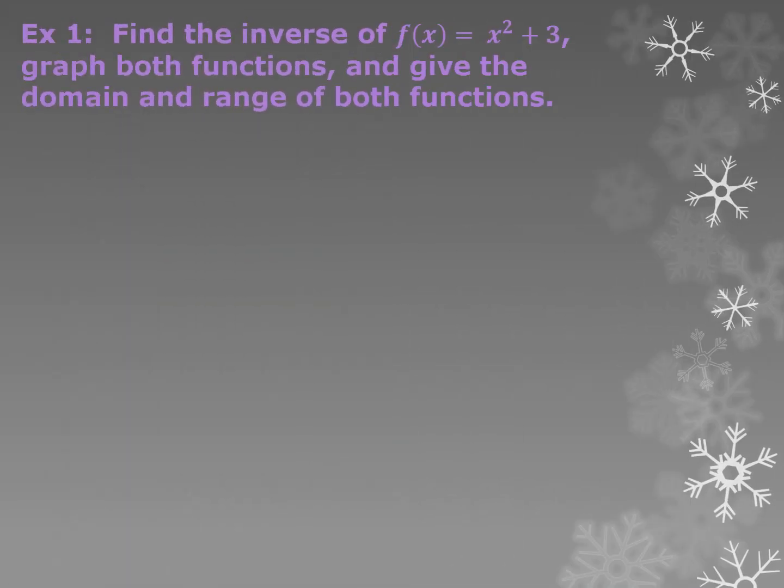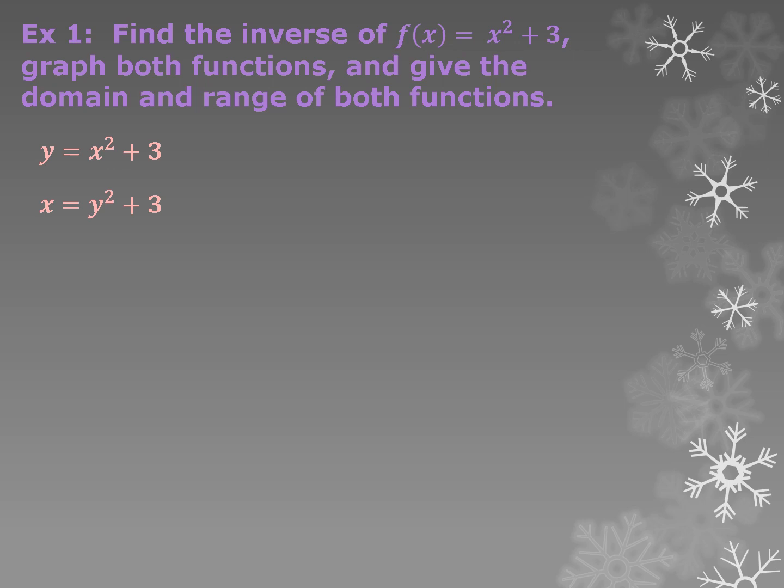Example 1. They want us to find the inverse of f of x equals x squared plus 3. They want us to graph both functions and give the domain and range of both functions. So before I do anything with the inverse, I need to change that f of x to be a y. So I now have y equals x squared plus 3. So the first step to finding the inverse is you switch x and y. So that becomes x equals y squared plus 3.